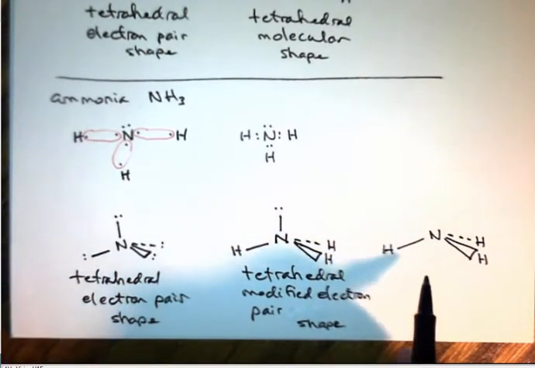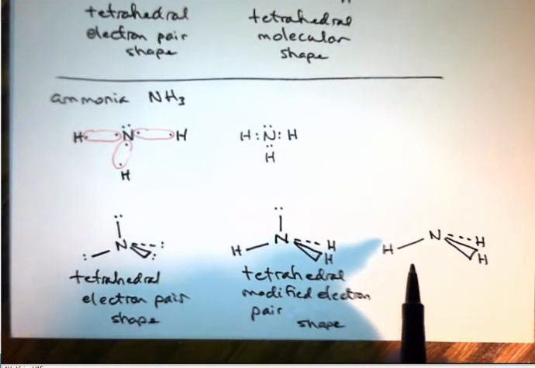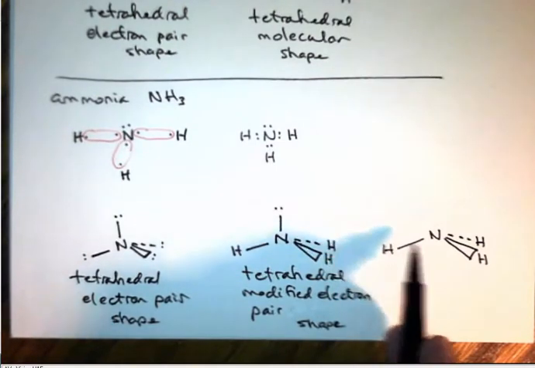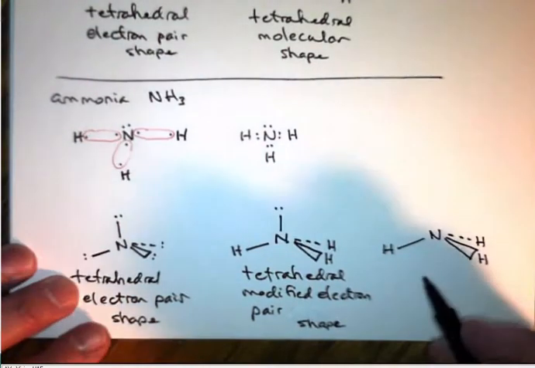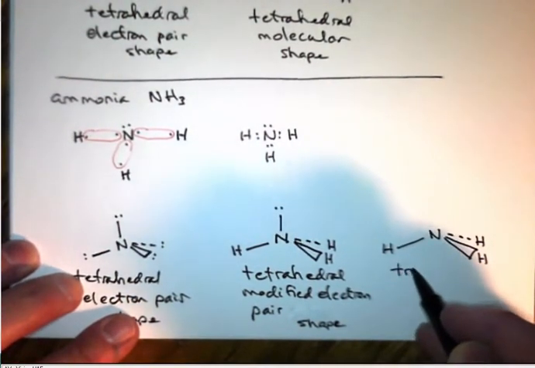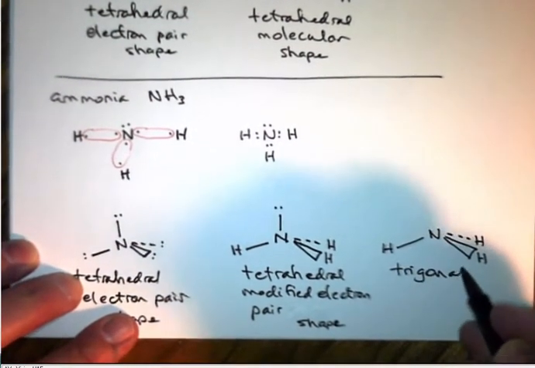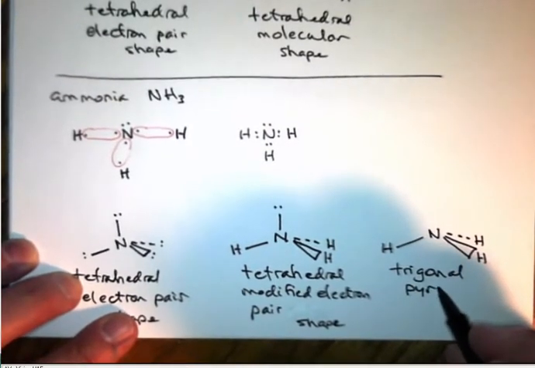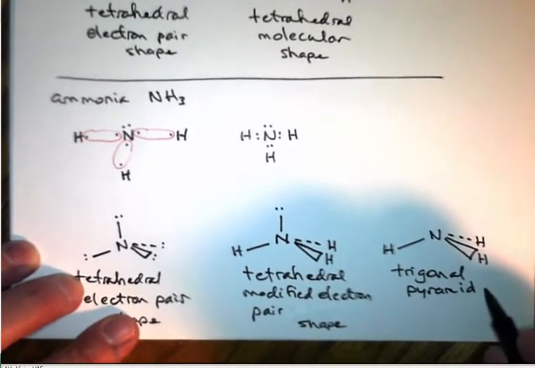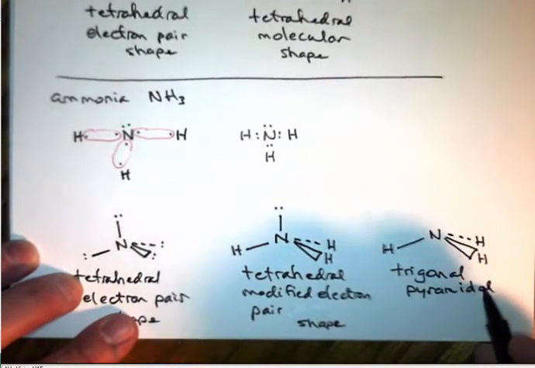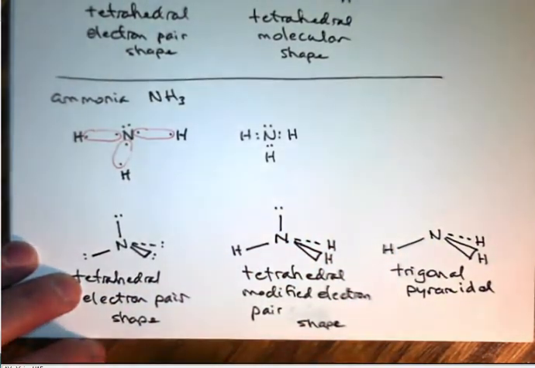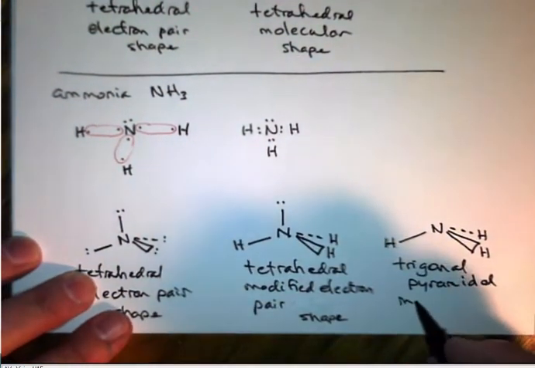But it's not quite bent either, because bent is just 2 angles coming off the central atom. This is called a trigonal pyramidal. That's the geometry name. And since we don't have any lone pairs left, this must be the molecular shape.